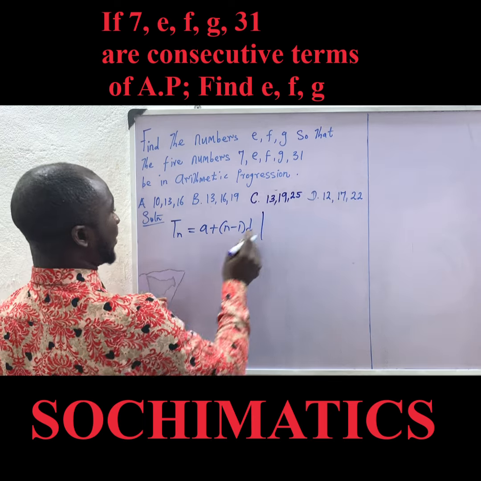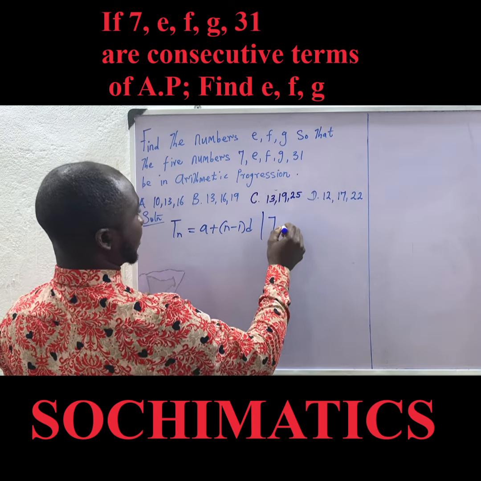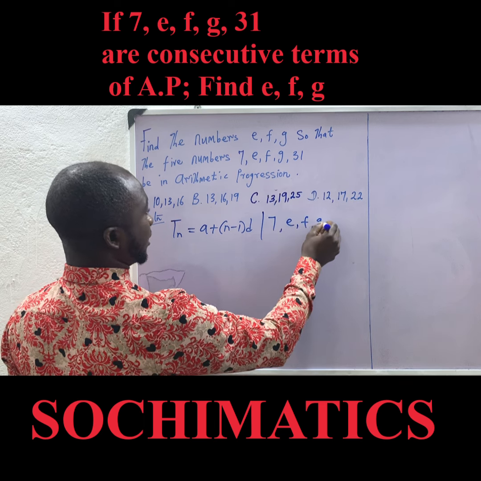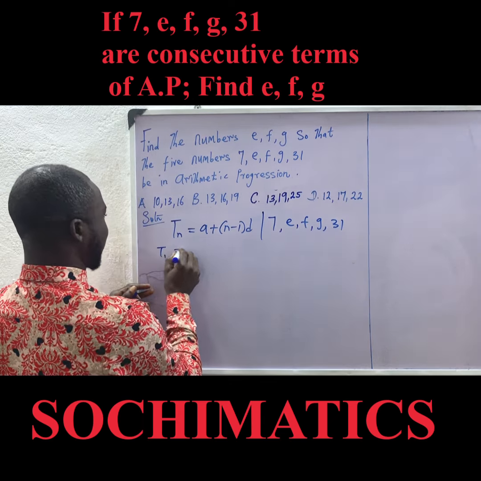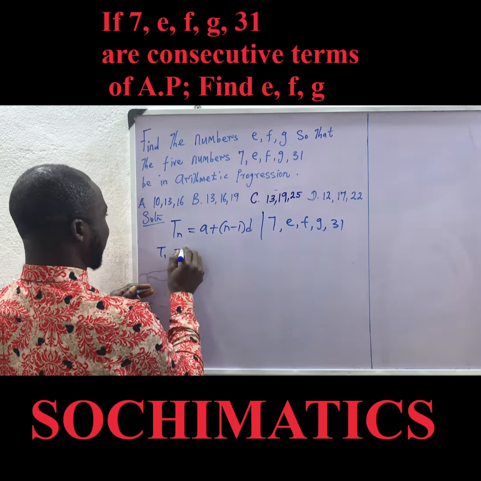And so if we compare this general term and this sequence 7, E, F, G, 31, we are going to see that the first term of this sequence, T1, is exactly 7. We will also observe that the fifth term, that is the first term, second term, third term, fourth term, and fifth term, T5, is exactly 31. But from this general formula, T5, that is when n is 5, is exactly a, which is now 7, plus (5 minus 1) multiplied by d. And this will be the same thing as 7 plus 4d.